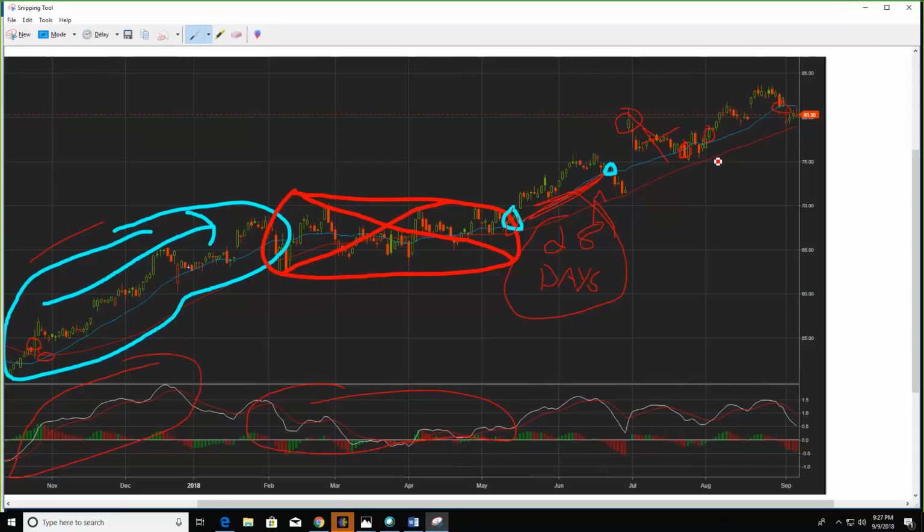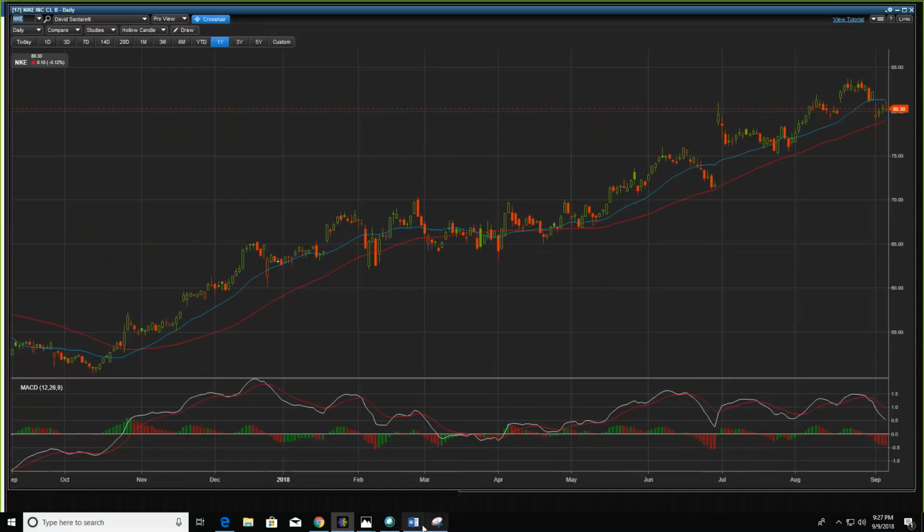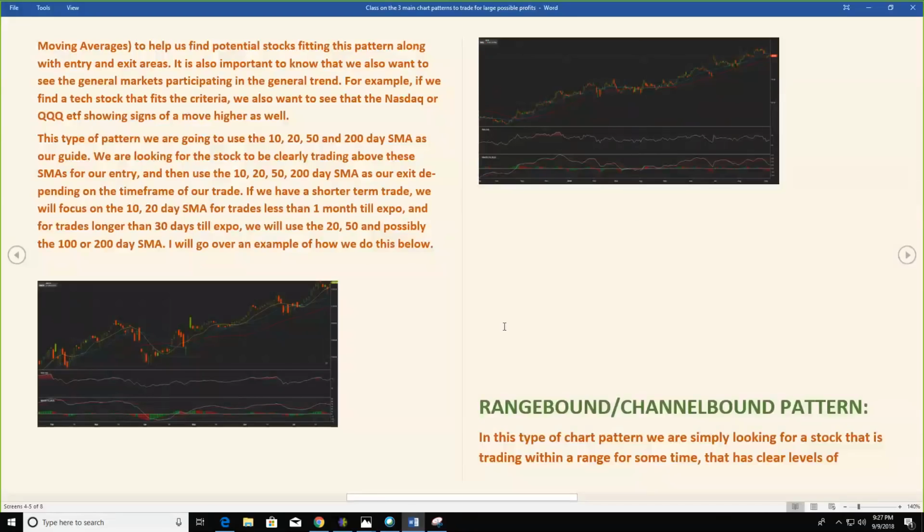So from around $76, $77 a share, all the way up to around $81 a share in a short period of time. 1, 2, 3, 4. So around a 2-week, 3-week time frame, and you got your sell signal, you took your profit, and you moved on. So that's the second type of pattern that we're looking for.